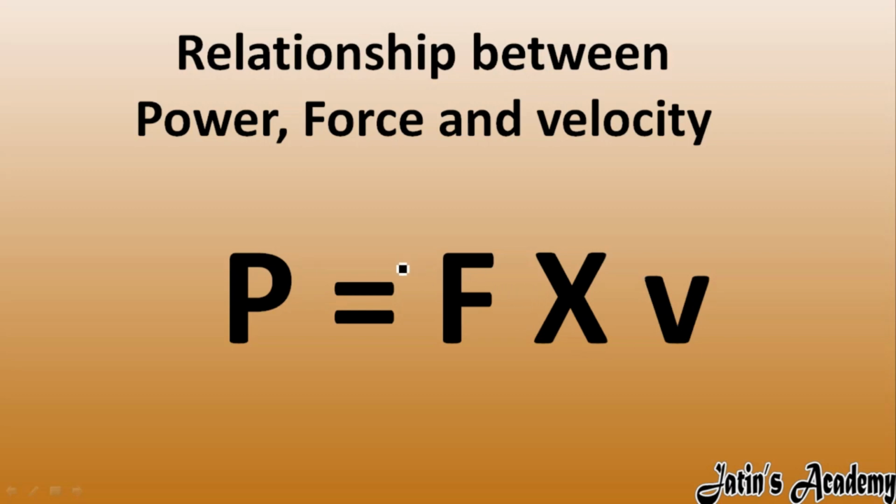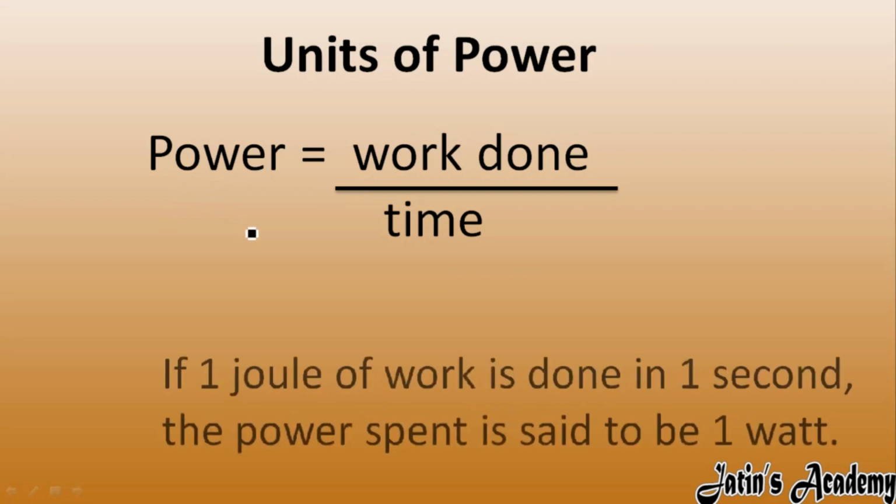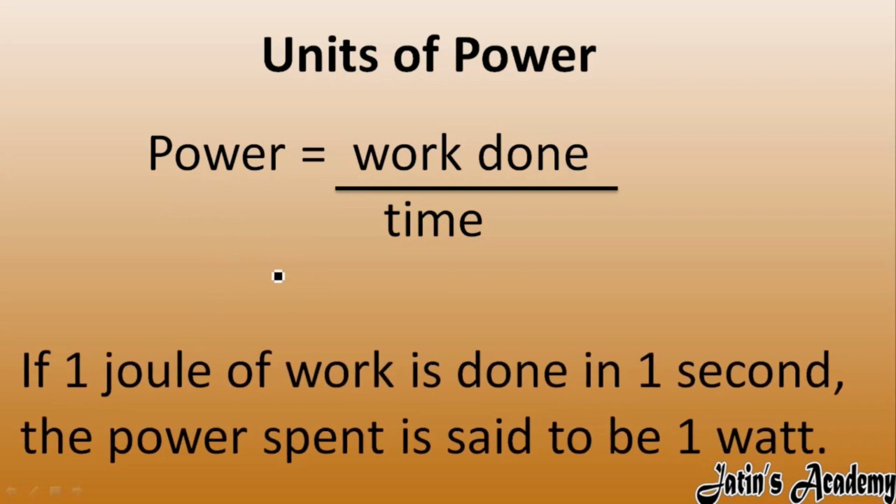Clear? Next we have units of power. Work done has unit joule, time has unit second, so power unit is watt. So 1 watt is defined as: when 1 joule of work is done in 1 second, the power spent is said to be 1 watt. So this is the SI unit of power.